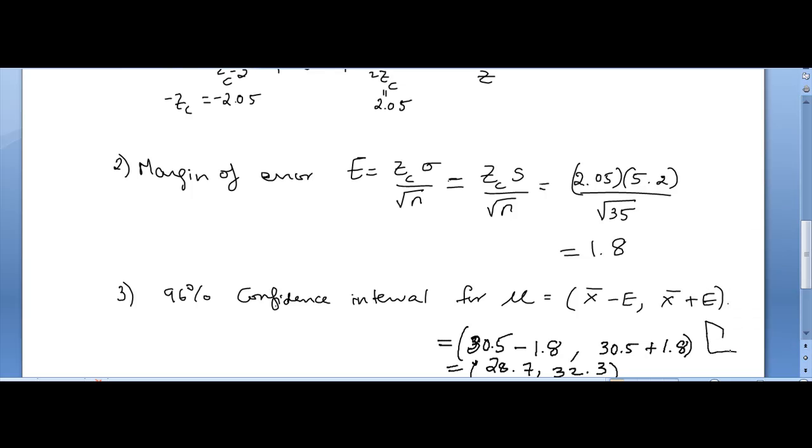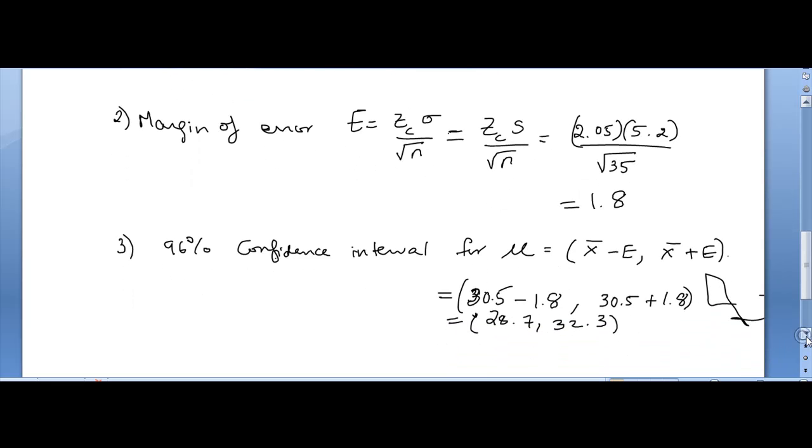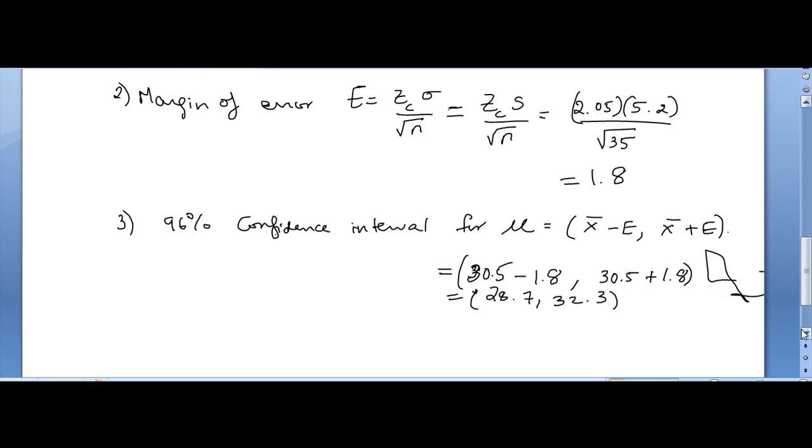And now we can interpret what this means. So this means that we are 96% confident that the actual value of the population mean sugar content in sodas and energy drinks is between 28.7 grams and 32.3 grams. And that completes the example.